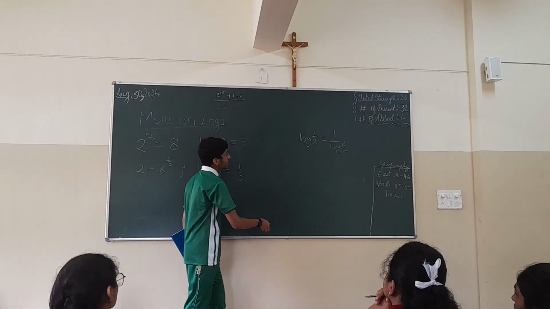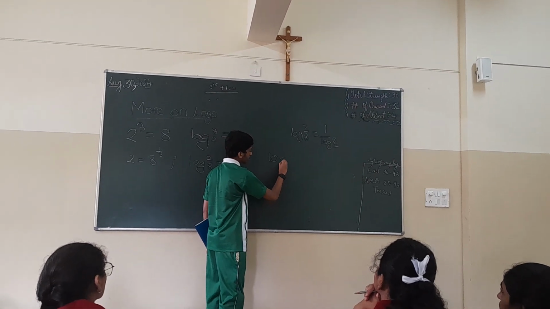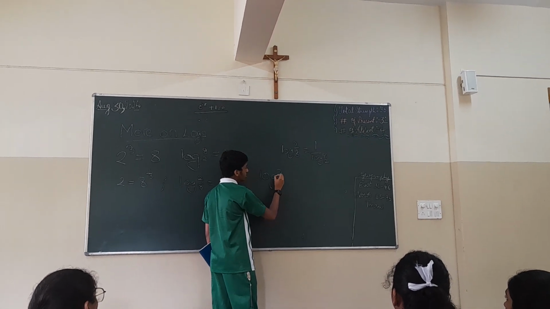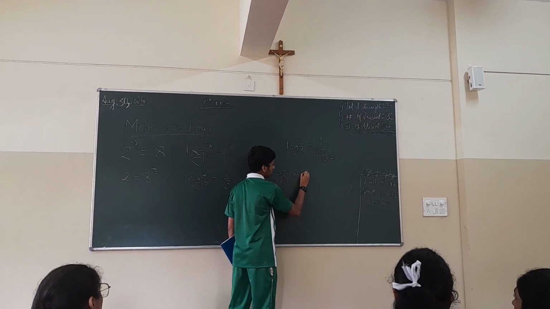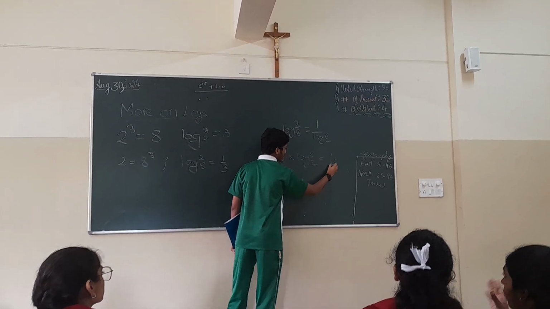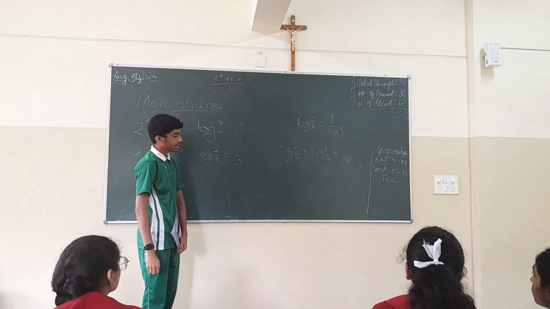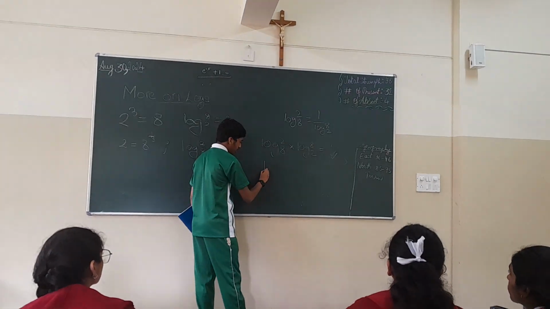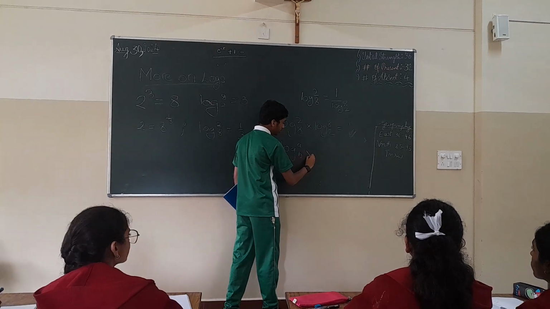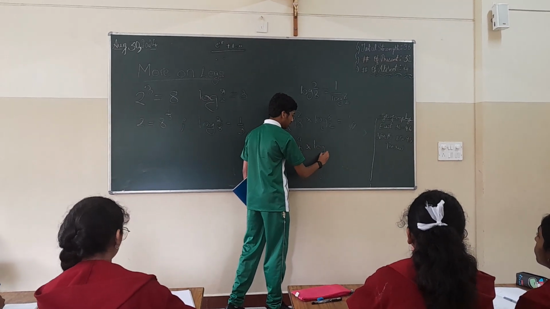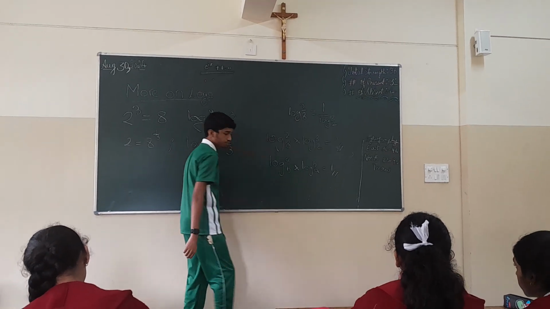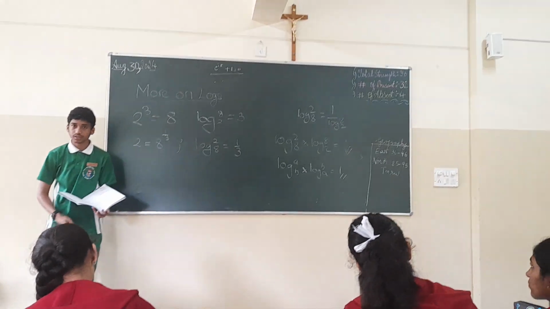Now cross multiply them. So log 2. You can ask questions. When you cross multiply, you get log 2 to the base 8 into log 8 to the base 2 is equal to 1. You can concentrate, look at the board. So hence we derive the formula: log a to the base b into log b to the base a is equal to 1. Okay, not fast.